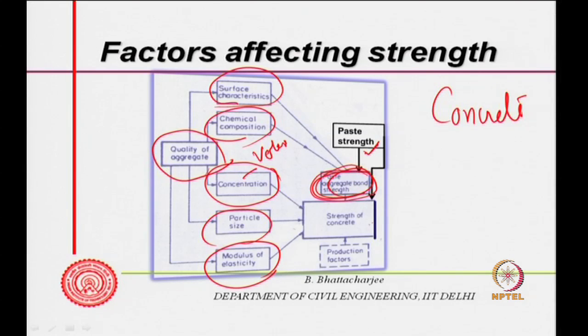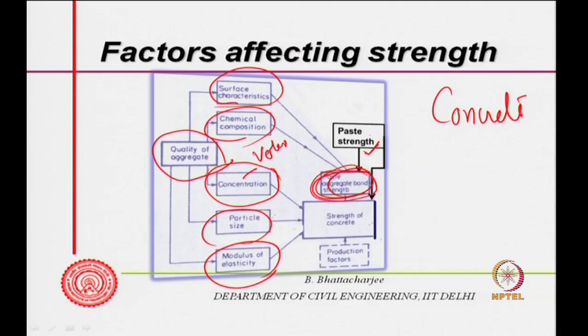Now, all this actually governs the paste aggregate bond together with the paste strength. So, paste aggregate bond is controlled by the surface characteristic, chemical composition, quality, etc., but also controlled by paste strength. So, paste strength is not the only one. Together, the paste strength, the paste aggregate bond, and also the volume concentration of aggregates, particle size and modulus of elasticity of aggregate, they control the strength of concrete.